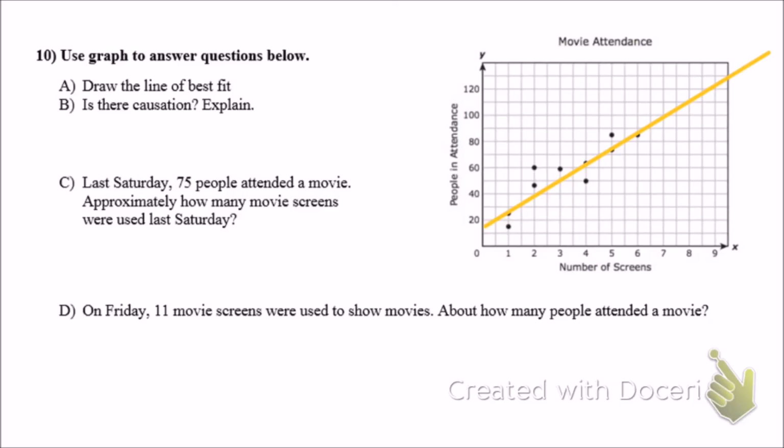It's just an estimation. Of course, you should have learned by now in your calculator how to go through those steps through linear regression and find an exact line if you're given points. But that's just an estimation. So part B says, is there a causation, and explain? So you have to think back about what causation means, which means that one of the data sets is causing the other one to happen.